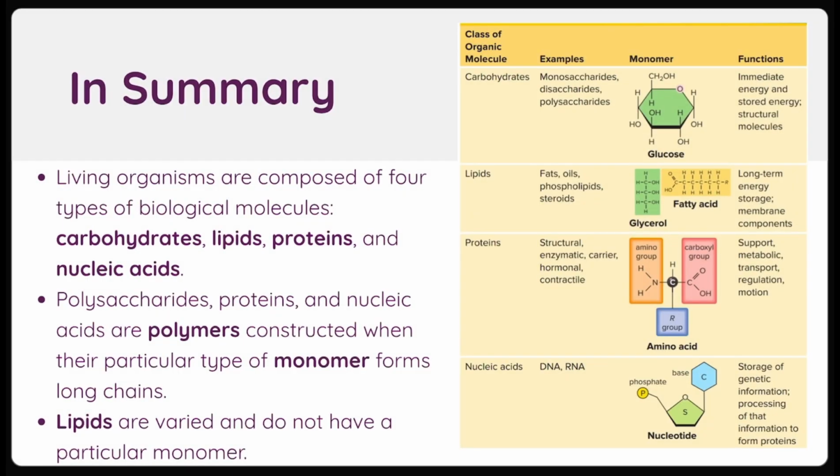Now for our summary, living organisms are composed of four types of biological molecules: carbohydrates, lipids, proteins, and nucleic acids. Now, polysaccharides, proteins, and nucleic acids are polymers constructed when the particular type of monomer forms long chains. Lipids are varied and do not have a particular monomer.